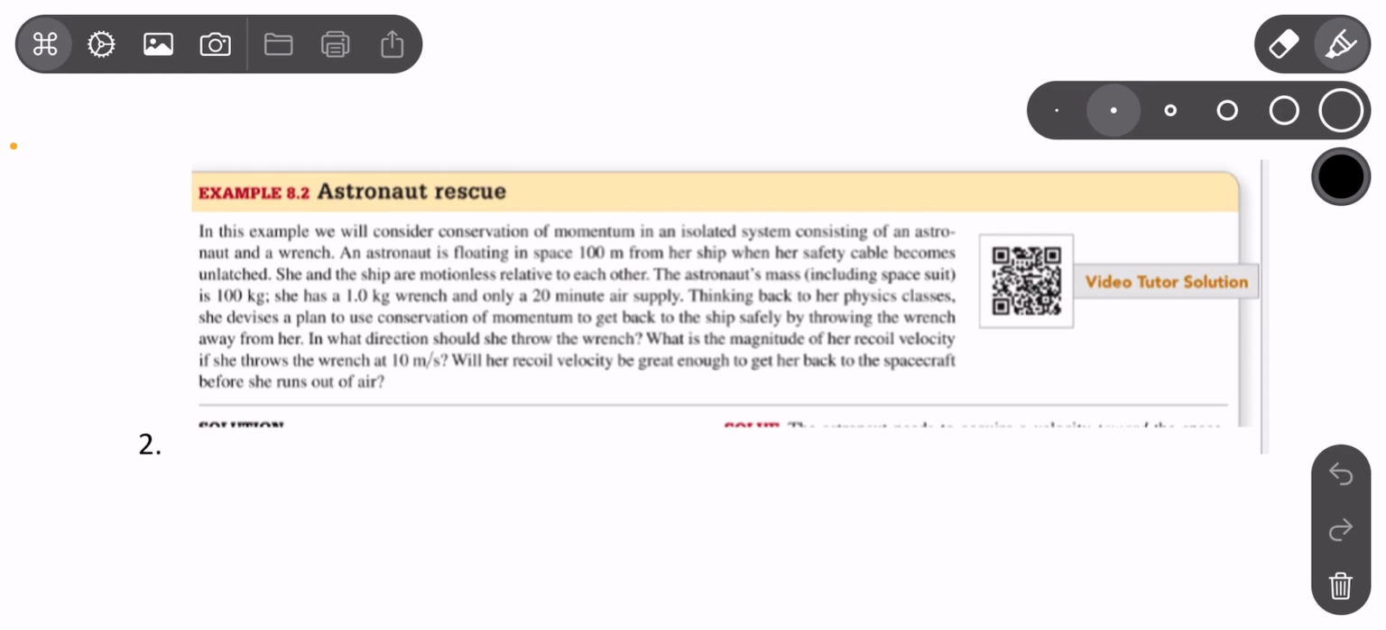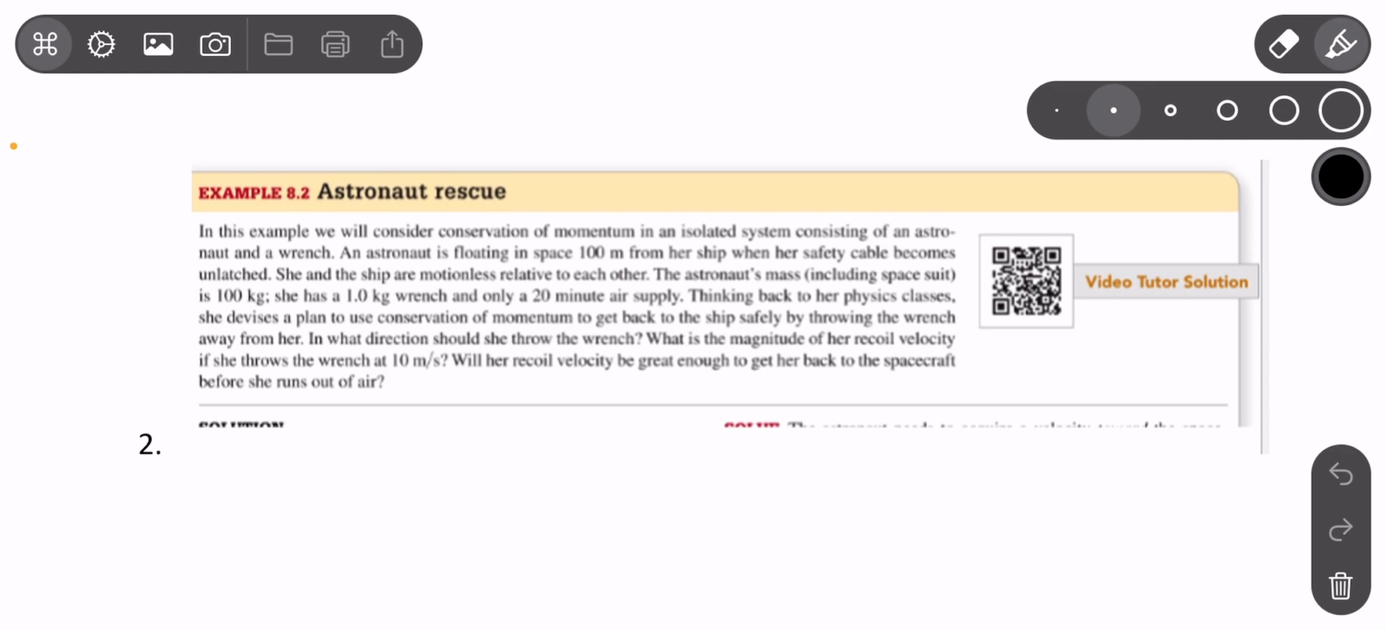Right? So we're saying the mass is about 100 kilograms for her, and she has a 1.0 kilogram wrench and only a 20-minute air supply. Now we have to basically get back to the ship by throwing the wrench away from her. In what direction should she throw the wrench? What is the magnitude of her recoil velocity if she throws the wrench at 10 meters per second? Okay, so that's the first question. We'll get to the second question afterwards.